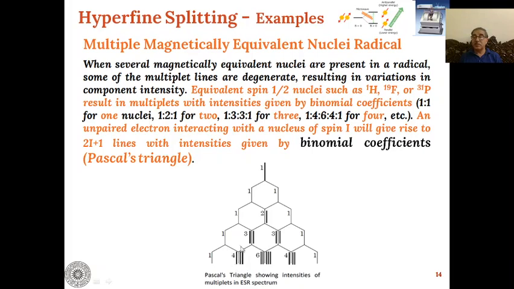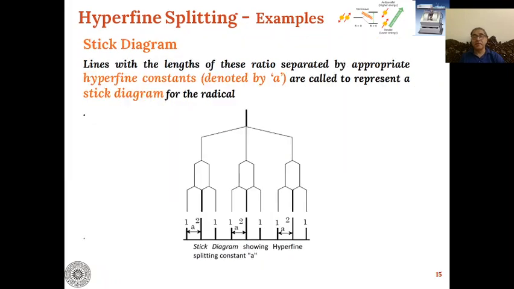So as we move from 4 to 5 to 6 to 7 to 8, the intensity will go on increasing like this, and this can be drawn through this Pascal triangle if we go on increasing the number of equivalent nuclei present in a given radical. And in general, an unpaired electron interacting with a nucleus of spin I will give rise to 2I plus 1 lines with intensity given by Pascal triangle.